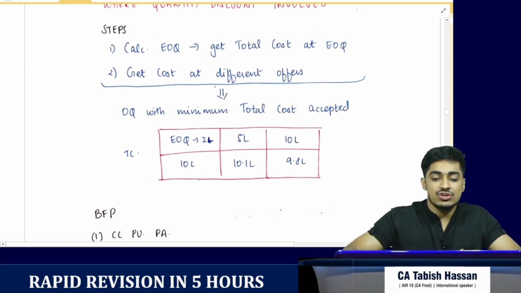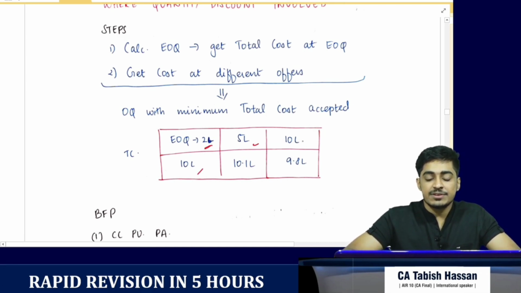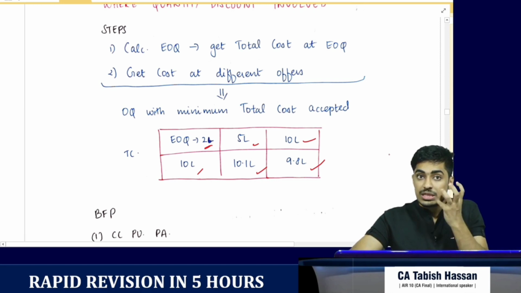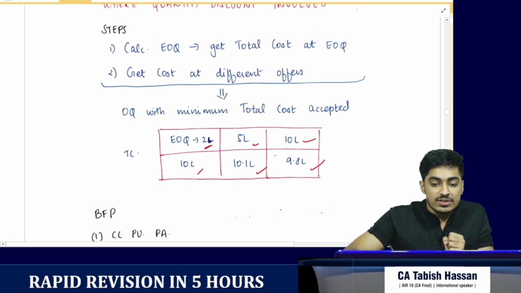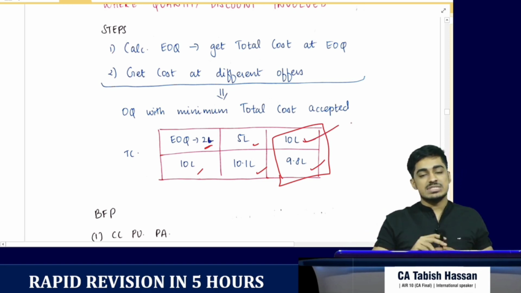Say for example, our EOQ is 2 lakh, and at EOQ the total inventory cost is 10 lakh, and there are different discounts, and at 5 lakh the cost is 10.1 lakh, and at 10 lakh the cost is 9.8 lakh. What do you want? You want the minimum total cost. Where do you have the minimum total cost? At 10 lakh. So this order quantity of 10 lakh will be selected.